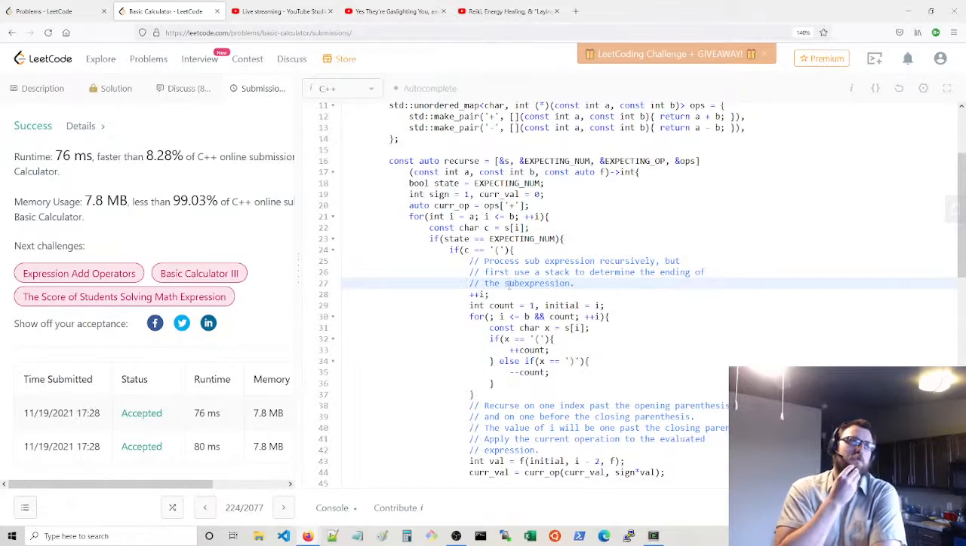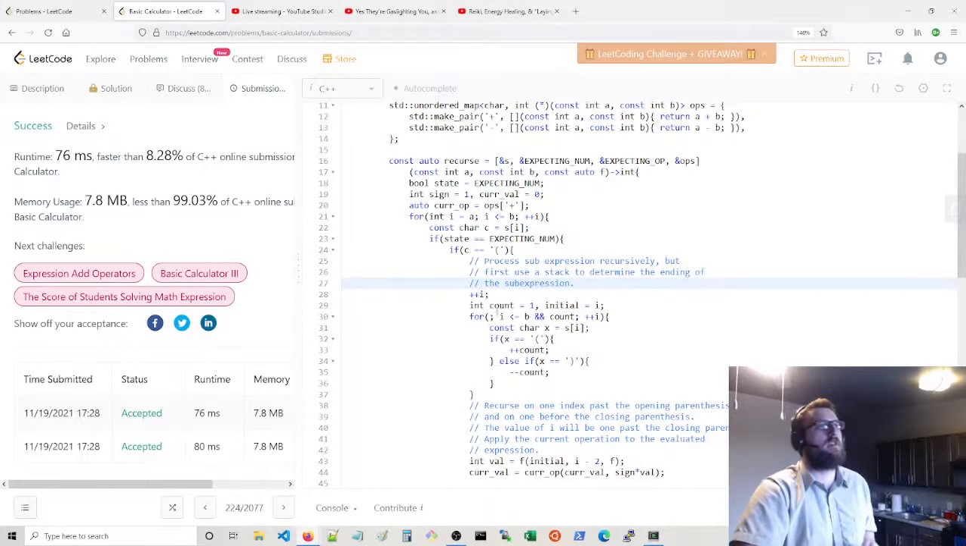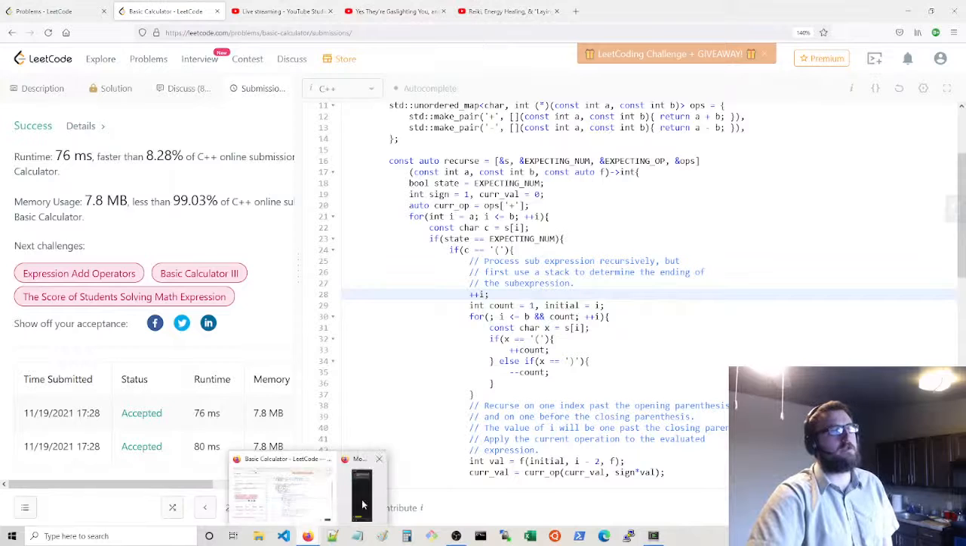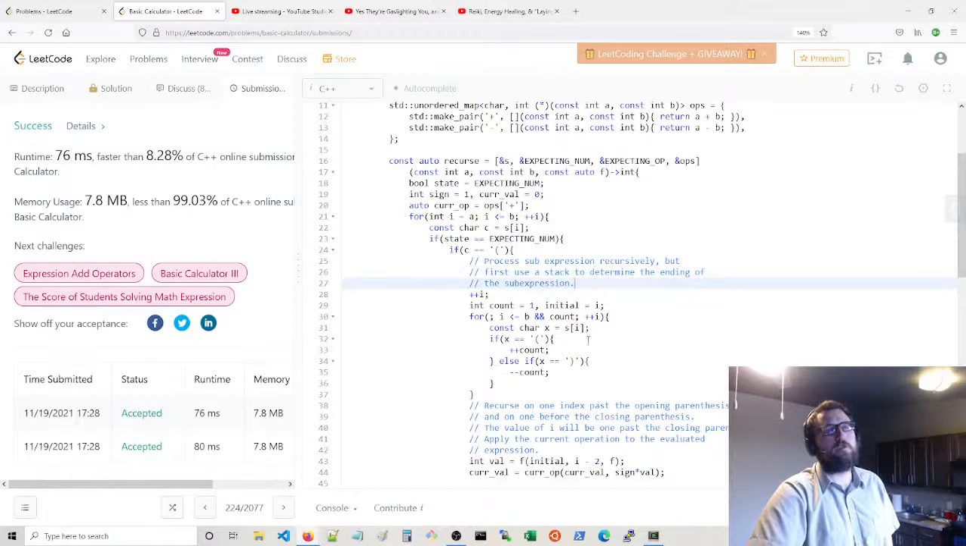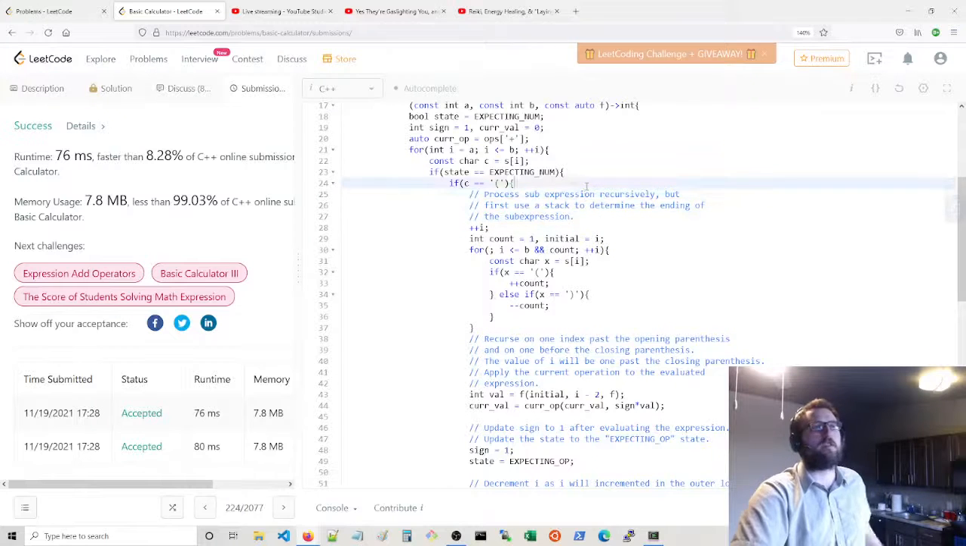That's probably why this is on the slower side, because we're using that recursion, but it uses quite a bit less memory. I'm not sure if the stack really would use that much less memory. So yeah, you could do this on a stack too, I think. It's tricky, but I think you can.